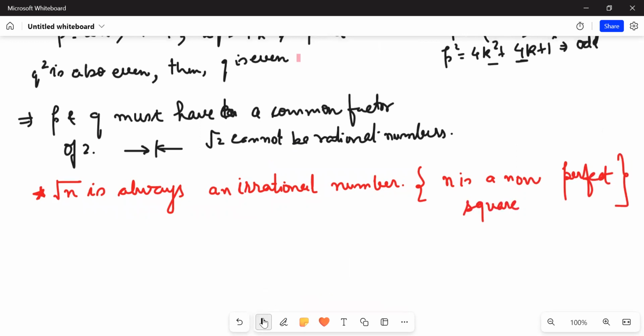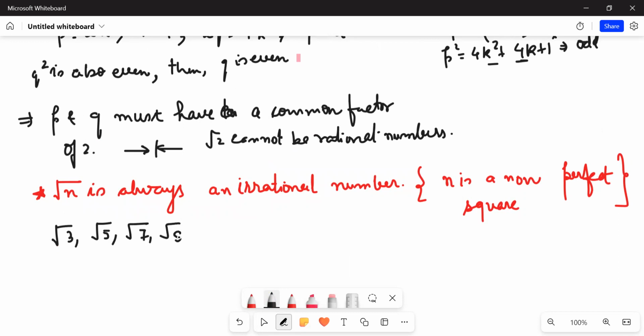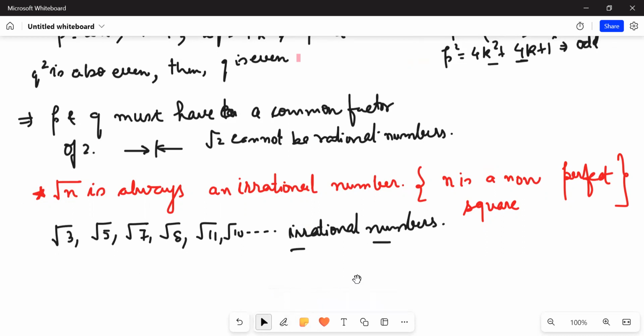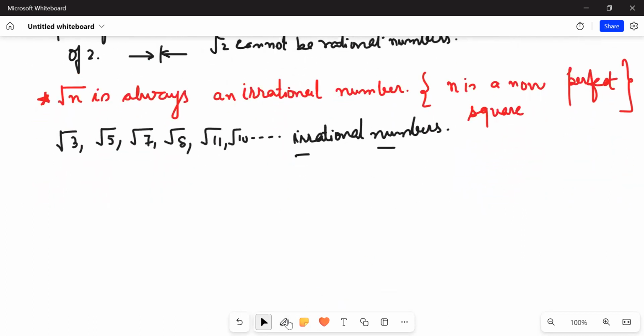So what freedom does it give to me? It gives me the freedom to say that root 3, root 5, root 7, root 8, root 11, root 10, all these are what, beta? These are all irrational numbers. Okay, these are all irrational numbers. This is one thing. Now you understand one more thing. So these are irrational numbers.